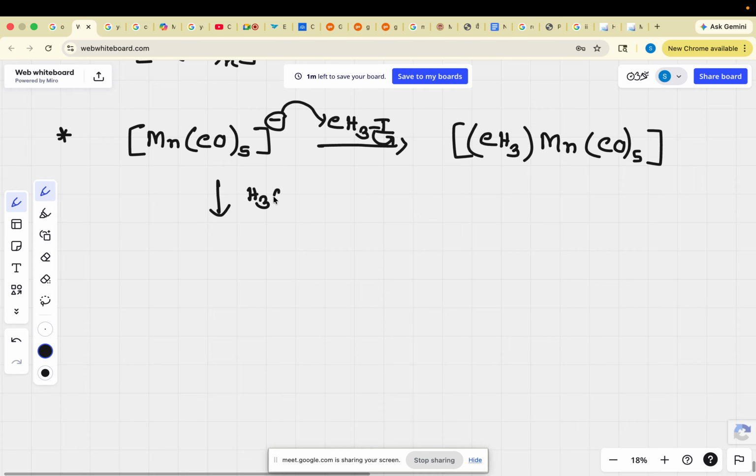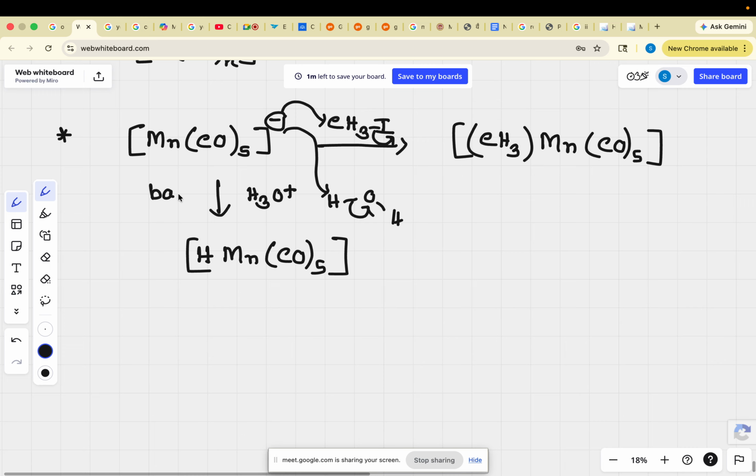And if you react with H3O plus, this negative charge will abstract a proton from here, and you will get hydrogen, manganese, CO whole 5. If you have water, this negative charge will abstract a proton, and that's it. So here it is acting as a base, and if you have carbon-containing something, then it is acting as a nucleophile. Clear?